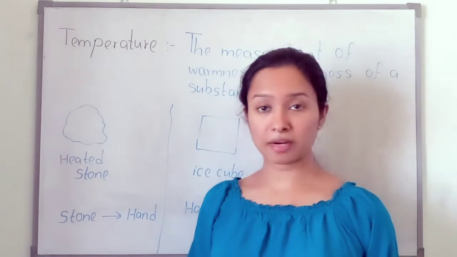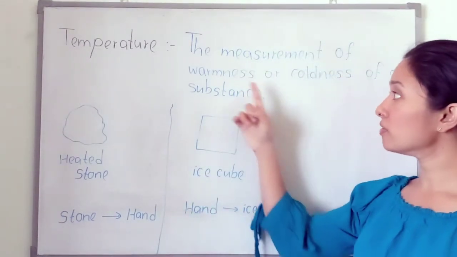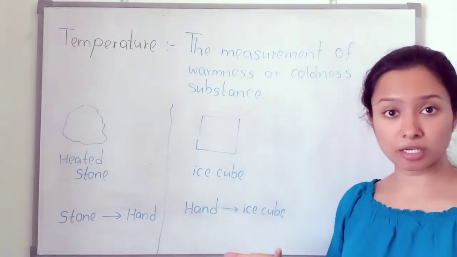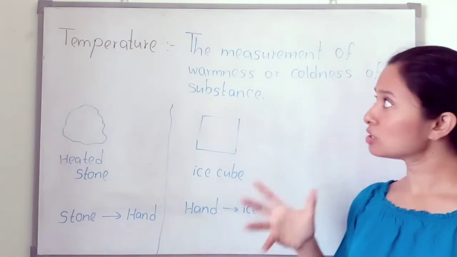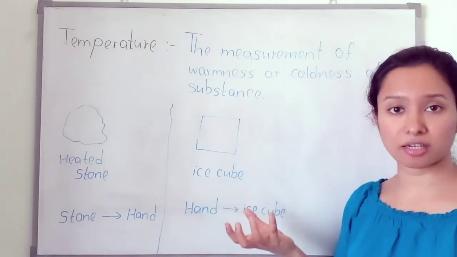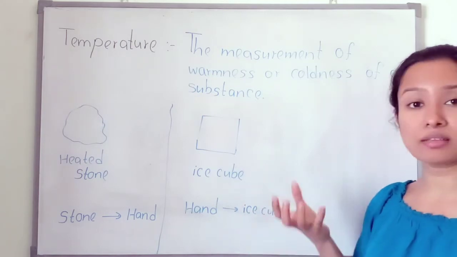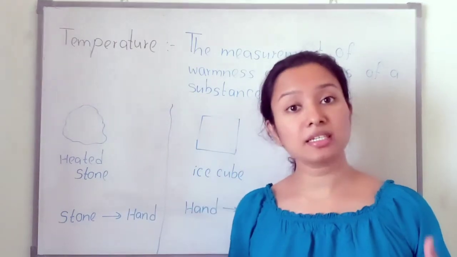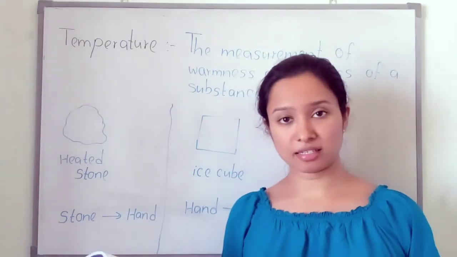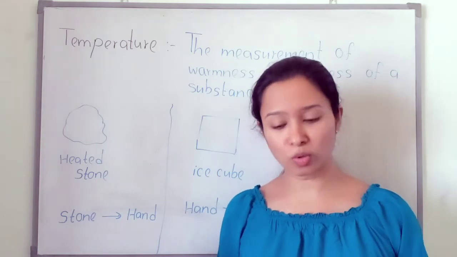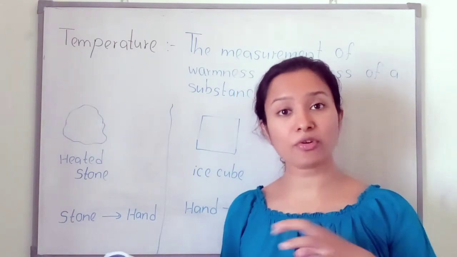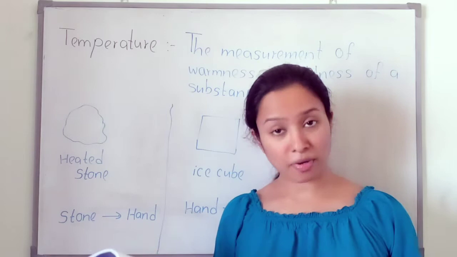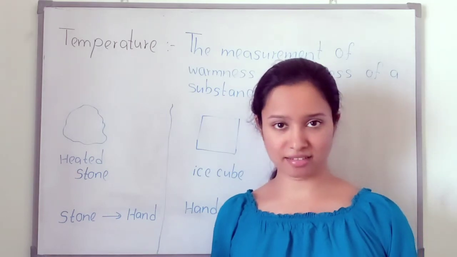Temperature. What is temperature? The measurement of warmness or coldness of a substance. It can be warmness or coldness, so we have to take a measurement. The measurement of warmness or coldness, we call it the temperature. The temperature of a substance decreases, or a substance cools, because of losing heat from that substance. When losing heat, the temperature of a substance decreases.